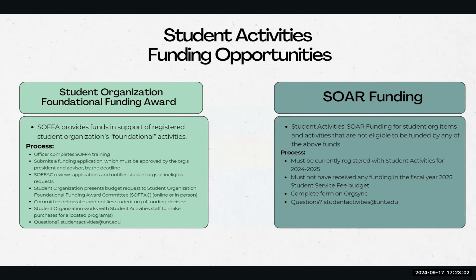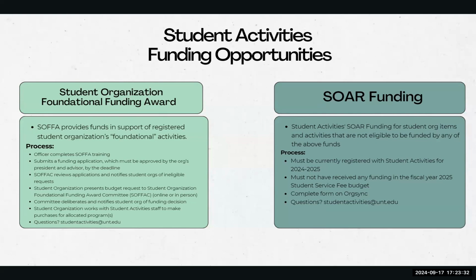And if you have any questions about that, you can reach out to studentactivities@unt.edu. And then the last one we have is SOAR funding. This is for funding for student org items and activities that are not eligible by any other fund. So if you're not eligible for any of the other previously mentioned funds, then you are able to apply for SOAR funding. But with SOAR funding, you must be currently registered with student activities for the 24-25 academic year.